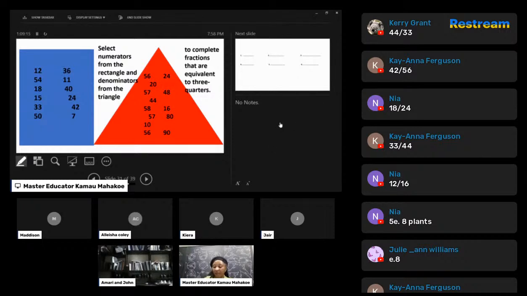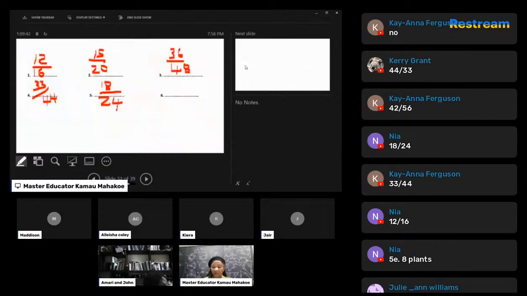Kerry says 44 over 33, but that would not be reduced to 3 over 4. It will be reduced to 4 over 3. So remember to choose the numerator from the rectangle and the denominator from the triangle. All right, so the last one to add is 42 over 56. And all of these fractions are equivalent to 3/4. They can be reduced to 3/4.